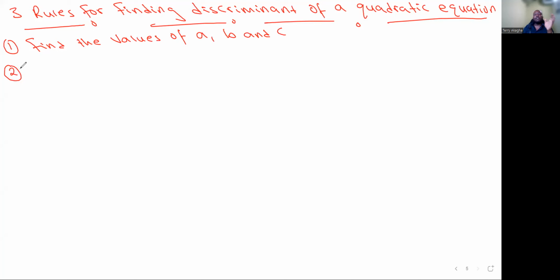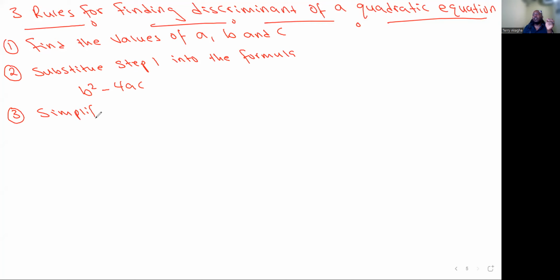Number 2, after finding the values of a, b, and c, you then have to substitute the answer you get from step 1 into the formula. As you know, the formula for the discriminant is b squared minus 4ac. Then when you're done with that, you simplify and get the final answer. But it's exactly the same thing when you want to get the nature. It's just that instead of simplifying, you're going to analyze.